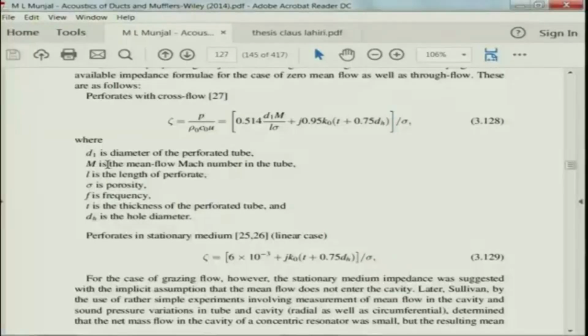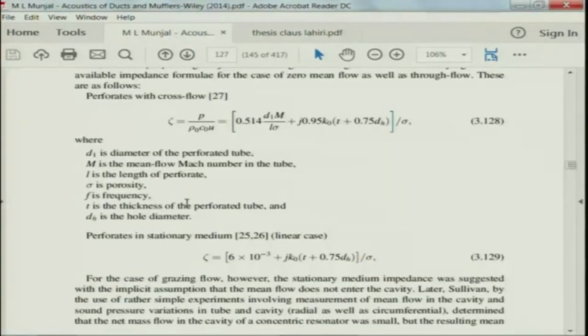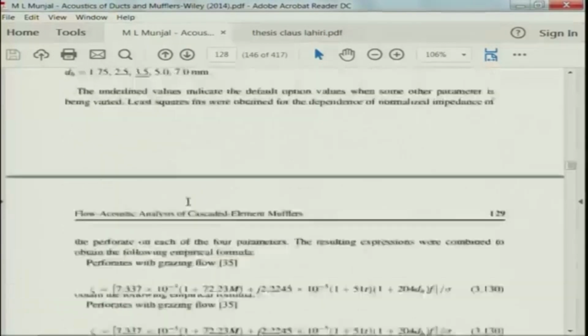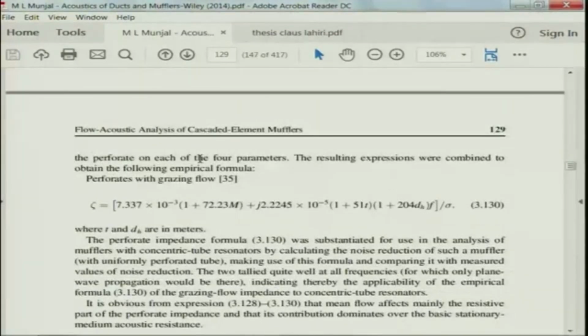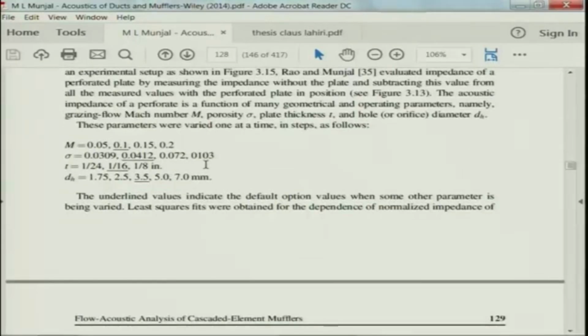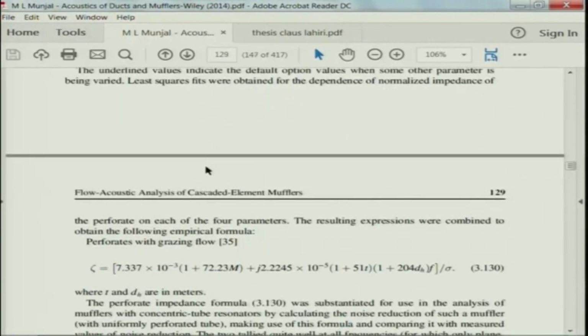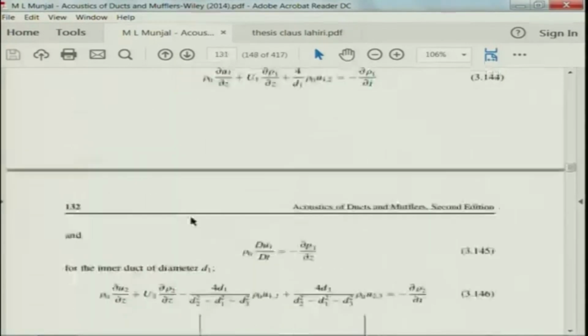F is the frequency, T is the thickness of the perforated pipe, and dH is the hole diameter. So, T is the thickness, and 2r or dh is the hole diameter. What about this expression? This was the expression given in Munjal, which I just copied onto the presentation. The symbols are the same, and these were obtained through a large number of experiments, and this paper on perforates with grazing flow was published by these researchers a long time back.